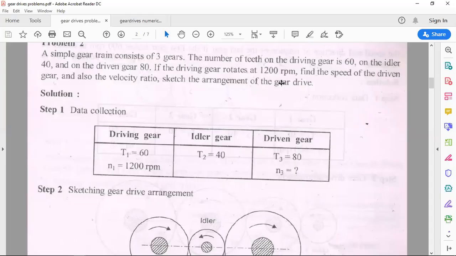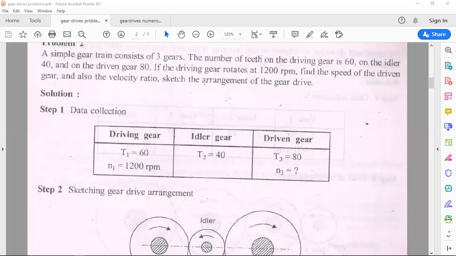And if the driving gear rotates at 1200 RPM, the driving gear is nothing but the driver, which is denoted as N1. N1 is given as 1200 RPM. Find the speed of the driven gear. Driven gear means we need to find out N3, and also the velocity ratio.